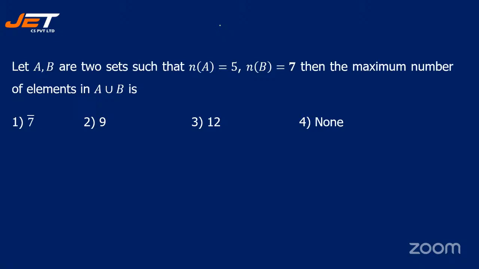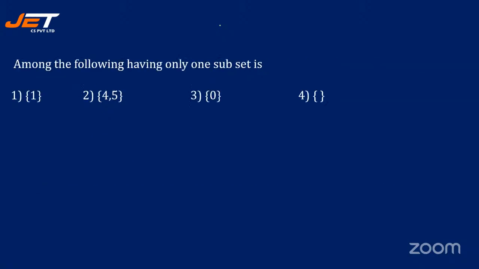If A, B are two sets such that n of A is 5, n of B is 7, then the maximum number of elements in A union B is dash. So what is the maximum number of elements? Obviously n of A plus n of B, 7 plus 5, which is 12. So option 3 must be the correct answer. All right. See the next question.